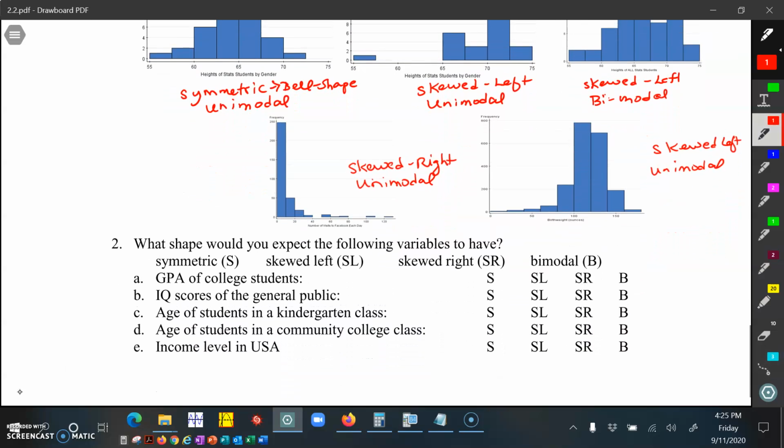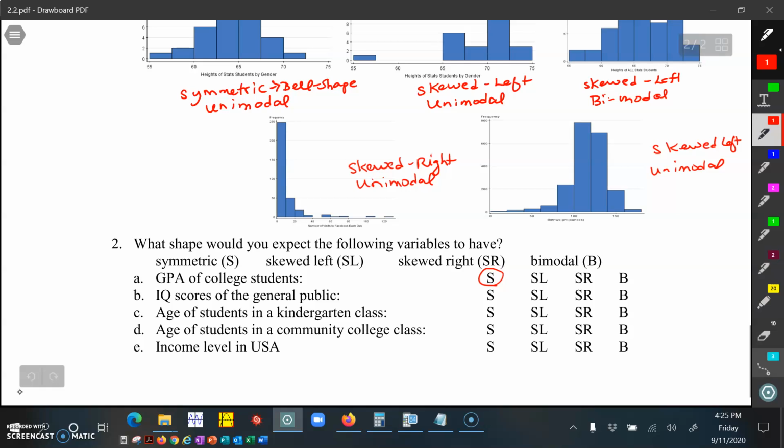For this last one here, number 2, what shape would you expect? You have to kind of think about, if you had data about these different things, what would the distribution look like if you did a histogram of it? So GPA of college students, I'm going to say is most of us are kind of in the same general area, 2, 3 point, whatever. A few people have really high GPAs, a few people have really low GPAs. So I'm going to say it's probably pretty symmetric, but you might disagree with me on that, and that's okay.